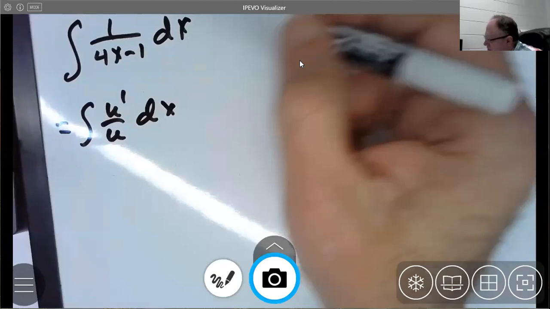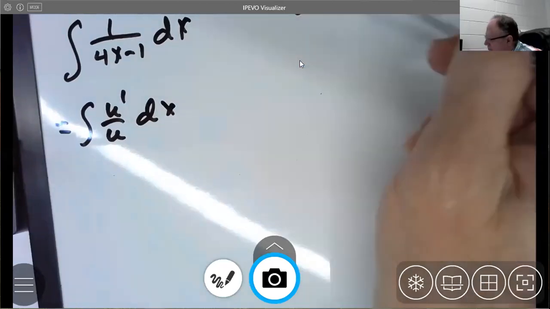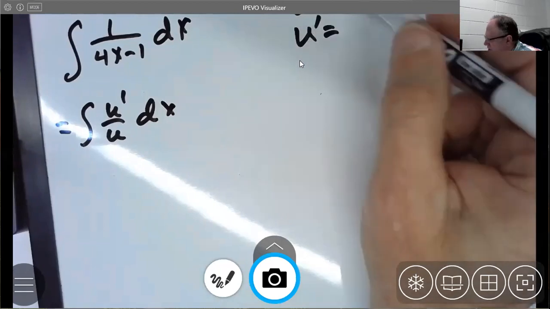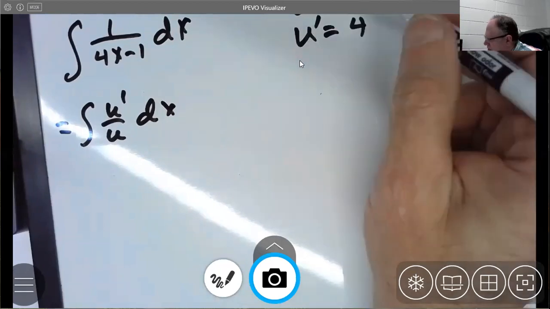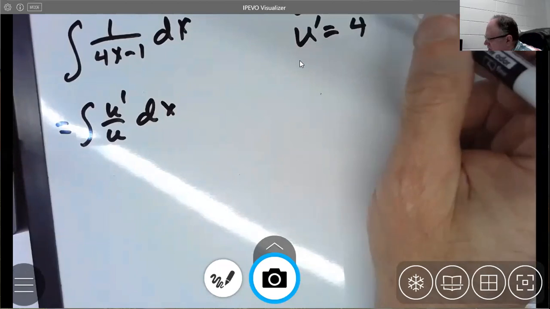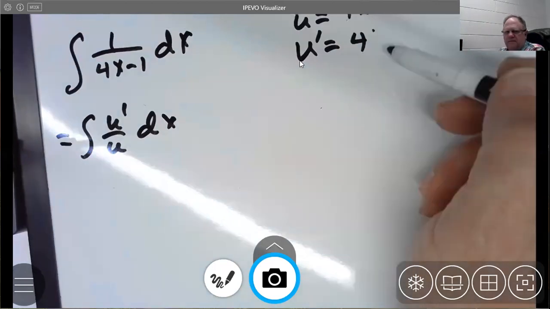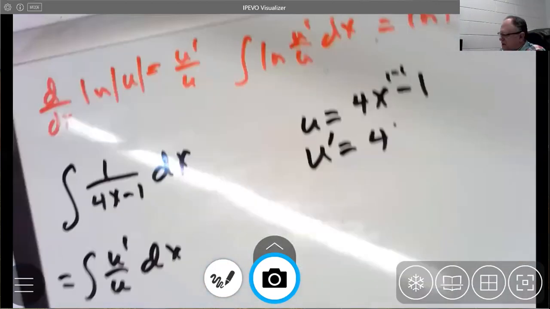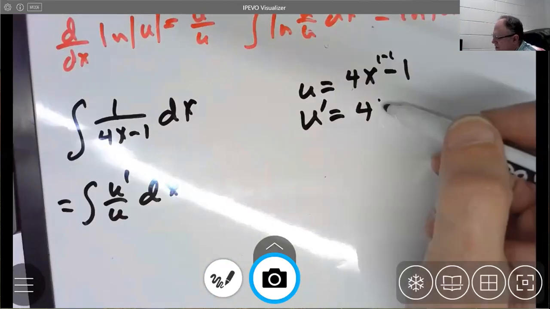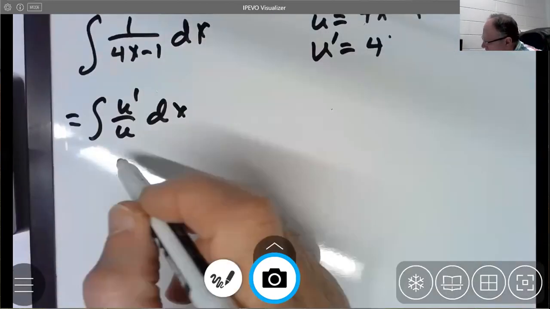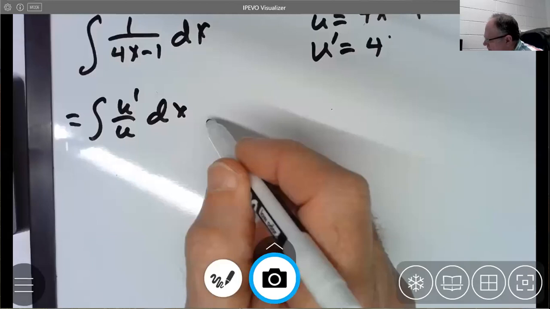So u is 4x minus 1. So the derivative of that, u prime, is basically, we bring the 1 down, 1 minus 1, that's x to the 0, and that's just 4. Okay. So we good with that? All right, so that means we need a 4 here.